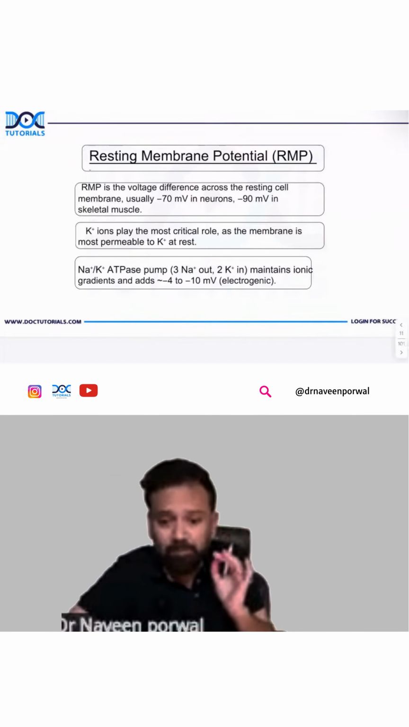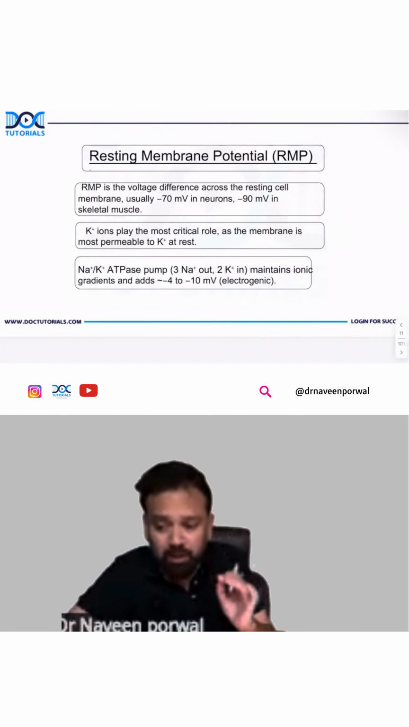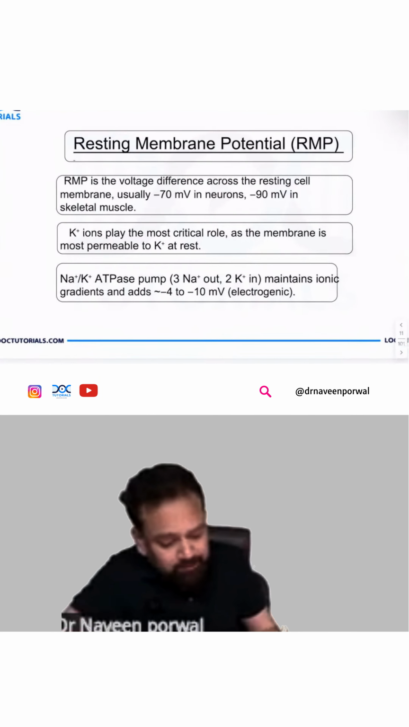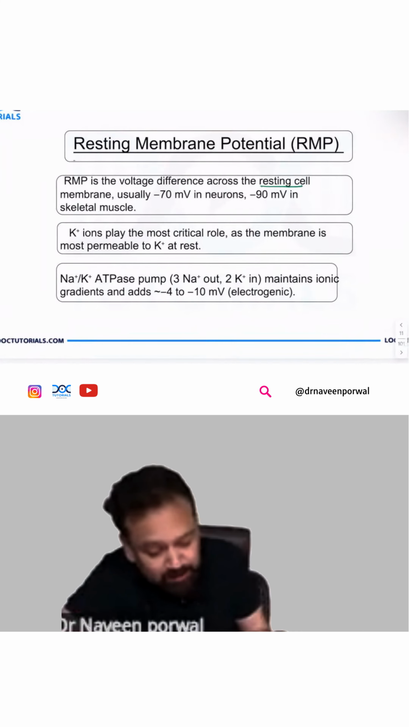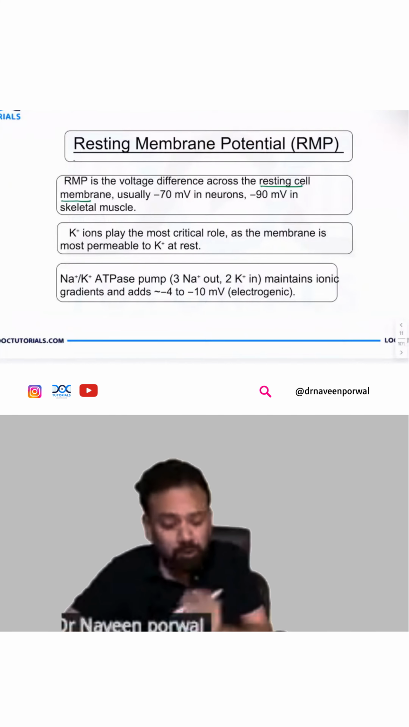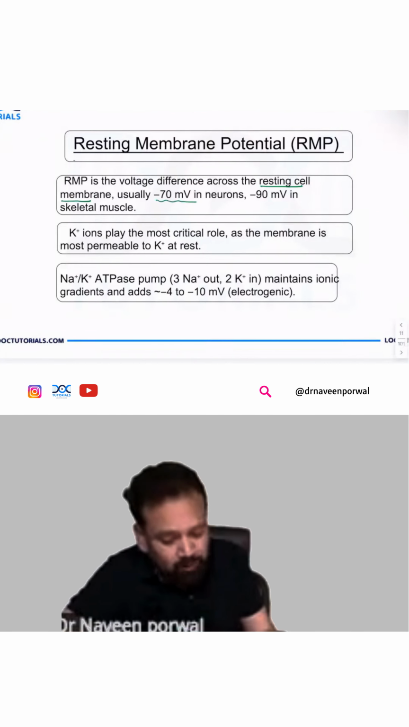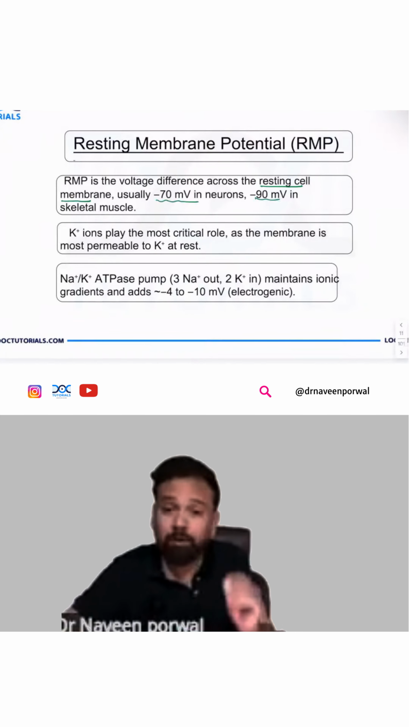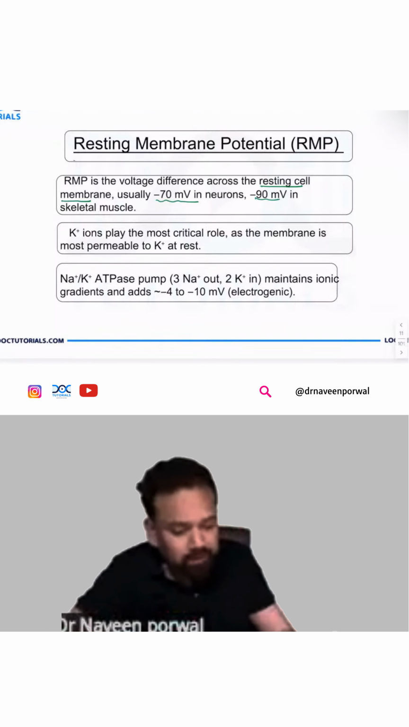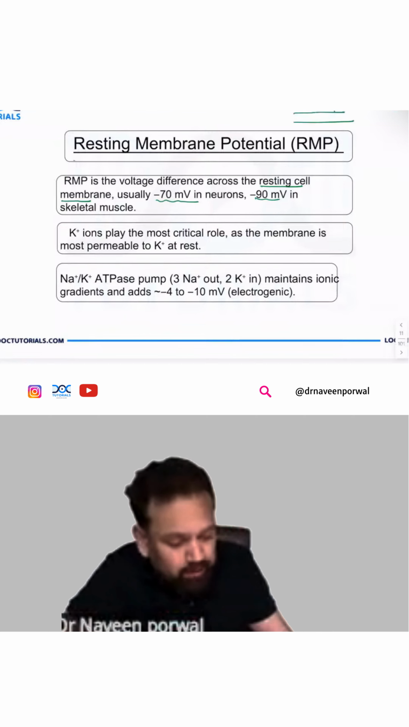What is RMP? Resting membrane potential is the voltage difference across the resting cell membrane. It is usually minus 70 millivolt in neuron, minus 90 millivolt in skeletal muscle. So if there are two electrodes, one inside and the other outside the cell membrane, there will be a potential difference, and that is called the resting membrane potential.